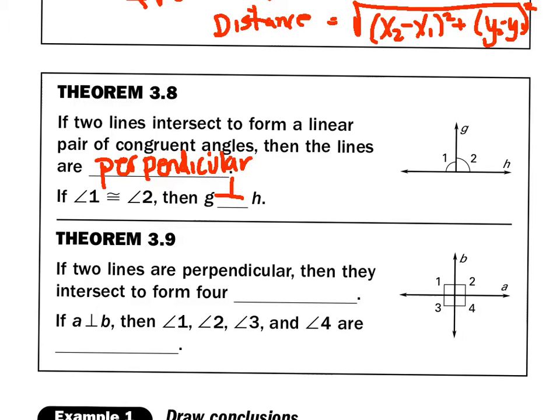Okay, if two lines are perpendicular, then they intersect to form 4 what? Yeah, right angles. If A is perpendicular to B, then 1, 2, 3, and 4 are all right angles.